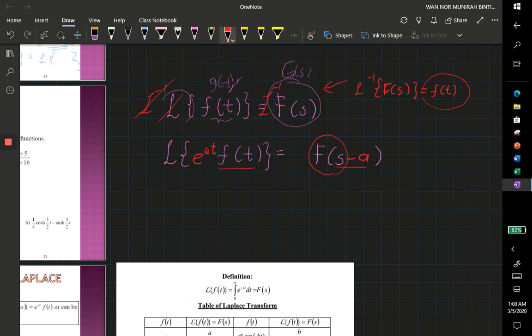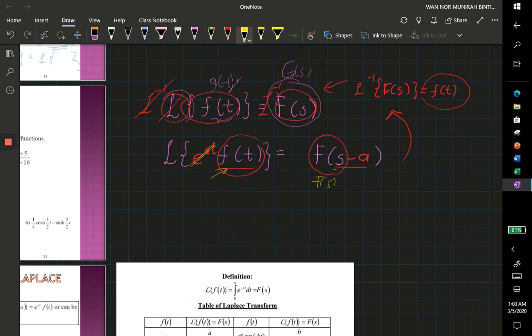How to get F(s)? Go back to the definition here. In order to get F(s), I must take the Laplace transform of f(t). So here, this is your f(t). You hold first your e^(at), you close first this one. Then you take the Laplace transform of f(t), then you get F(s). You get F(s) only.